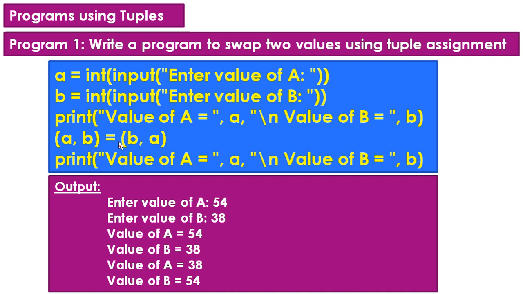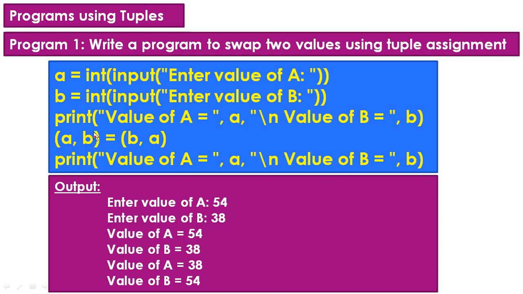In C++ programs or other languages like Visual Basic, we use a third variable, temp, for swapping the two values. But here the temp is not needed. By using the tuple assignment statement, we can swap the values of the variables.